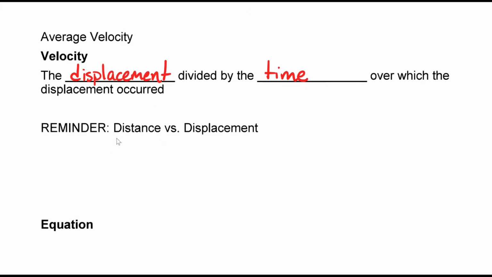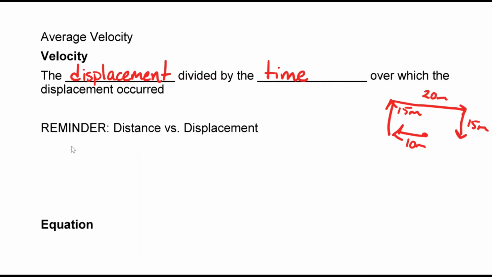Now remember, distance versus displacement. Let's take a look at something. Let's say I went 10 meters to the left, and then I went 15 meters up, and then I went 20 meters to the right, and then I went 15 meters down. I know that's complicated, okay?